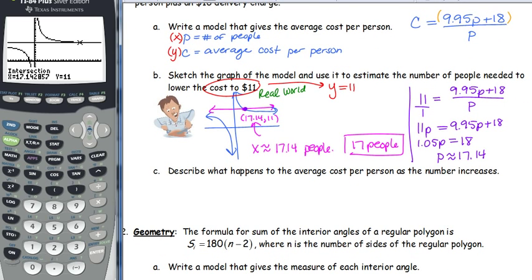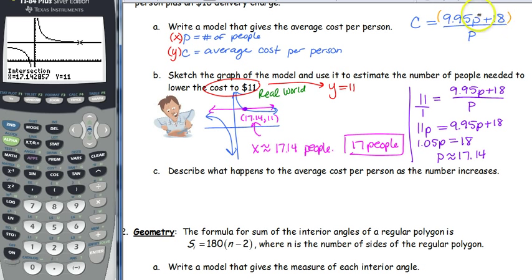Part C, describe what happens to the average cost per person as the number increases. So we're saying when we have one person, we know they're paying that whole $18 charge by themselves. As we have more people, the average cost per person is going down, down, down, down, down. But it's going to approach the value of $9.95. It's never going to get below $9.95. It's never going to get to zero because every person has to pay that $9.95 for their plate for dinner.